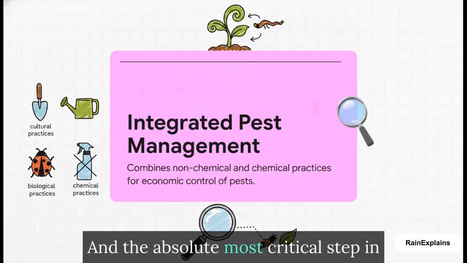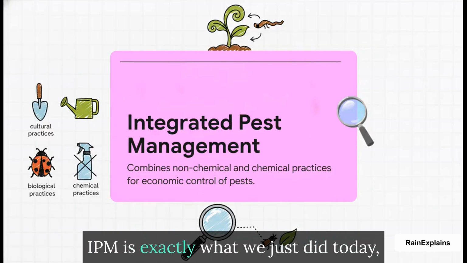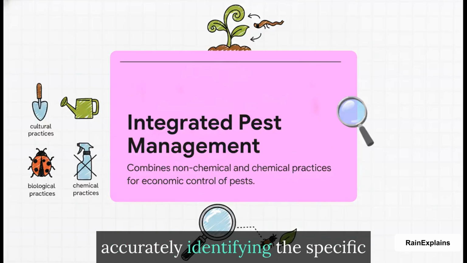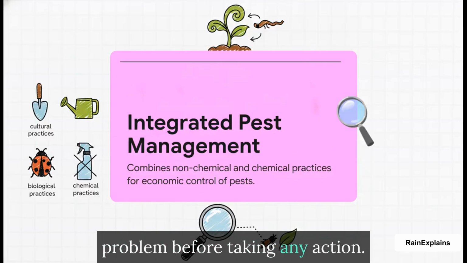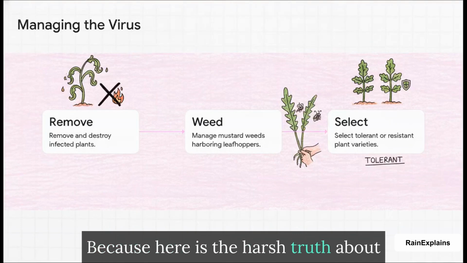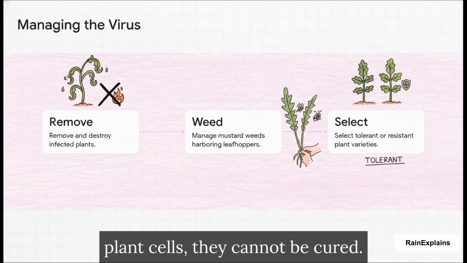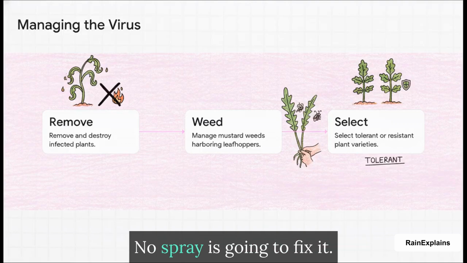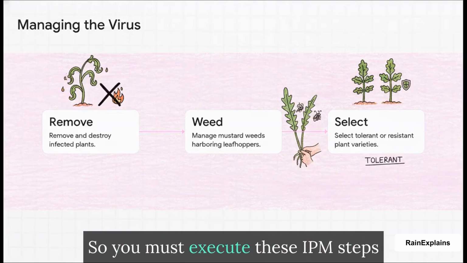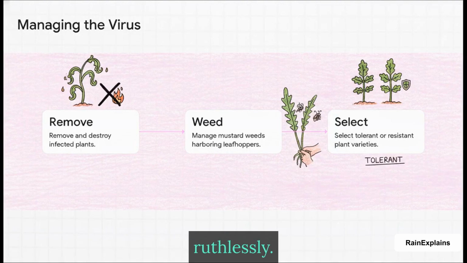And the absolute most critical step in IPM is exactly what we just did today, accurately identifying the specific problem before taking any action. Because here is the harsh truth about viral diseases in plants. Once they're established inside the plant cells, they cannot be cured. No spray is going to fix it. So you must execute these IPM steps ruthlessly.